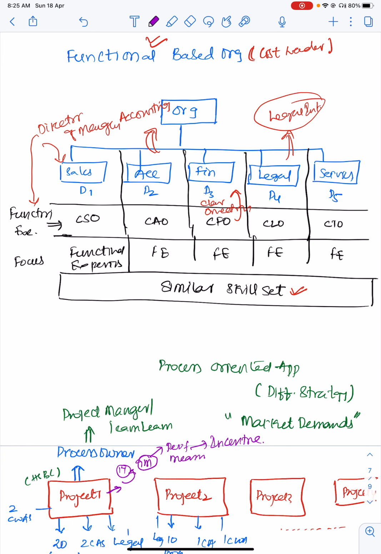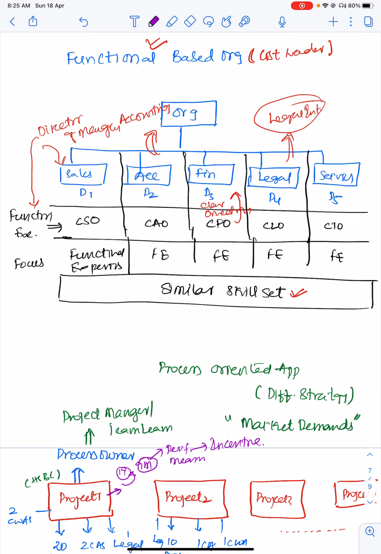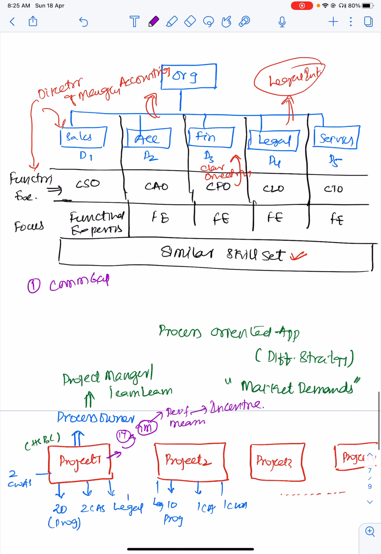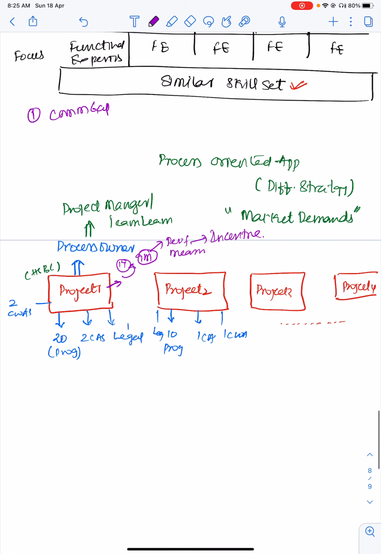So what are the weaknesses? In a function based organization, the first weakness is communication gap. Let us say we have a services department and an accounts department. If a person is talking in accounting terminology, the service person cannot understand. So there is always a communication gap between departments. Inter-department communication is very hard. That is the communication gap.